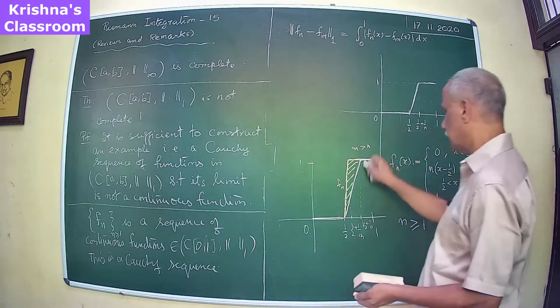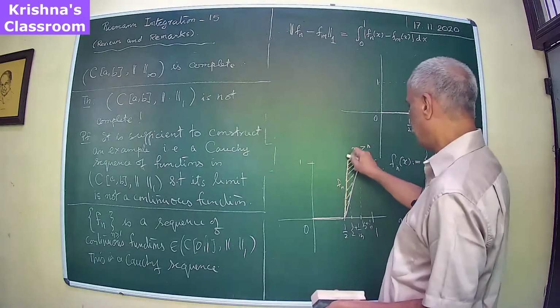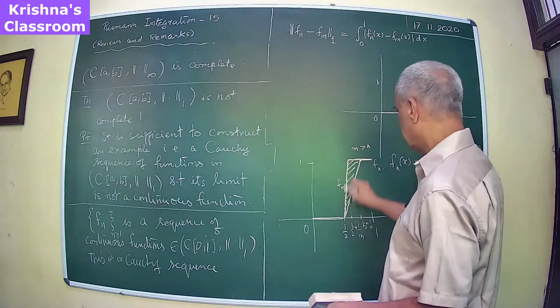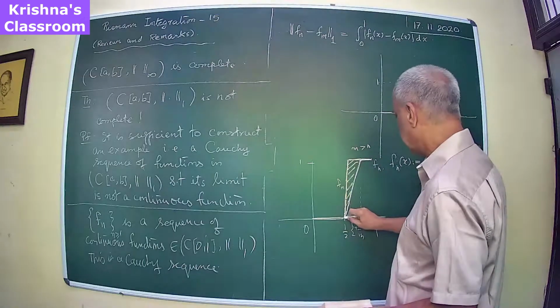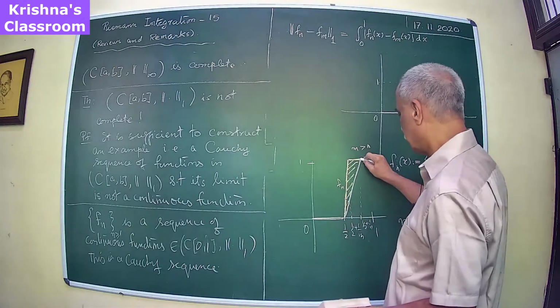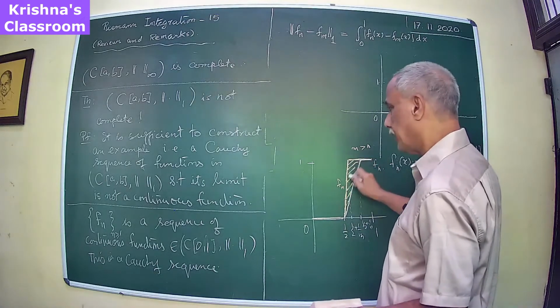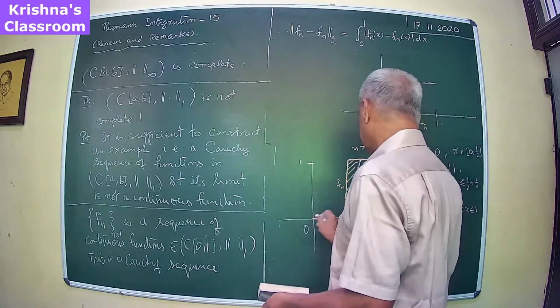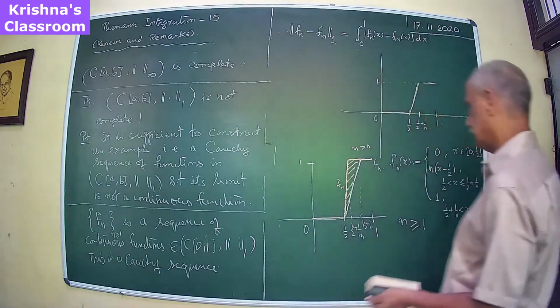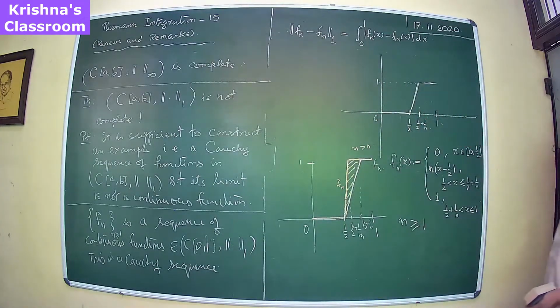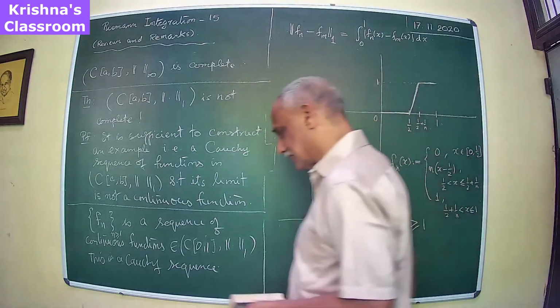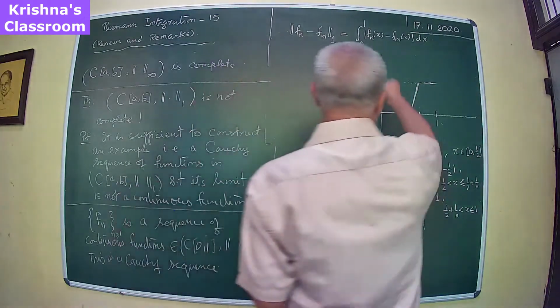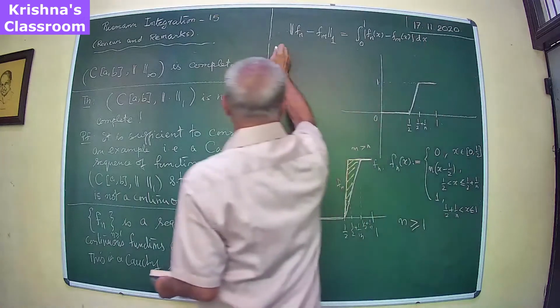So on this portion it is 0. So Fm is this one, and minus Fn is this one, and this is the area enclosed between these two. And then of course here it is 0, here it is 0. Okay? So what exactly is it? Can you estimate it?